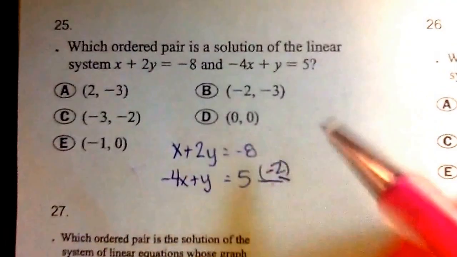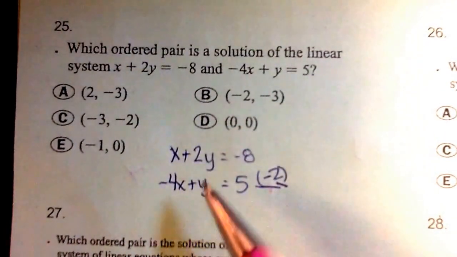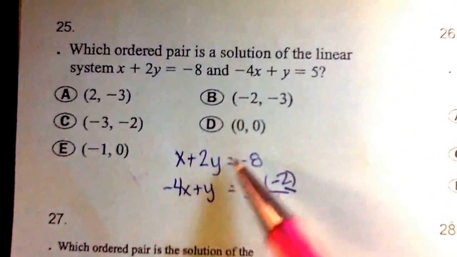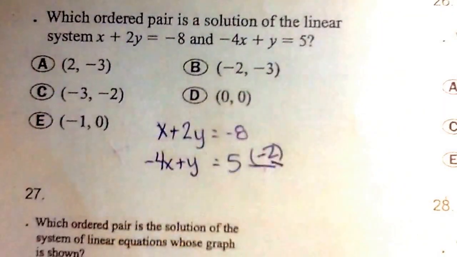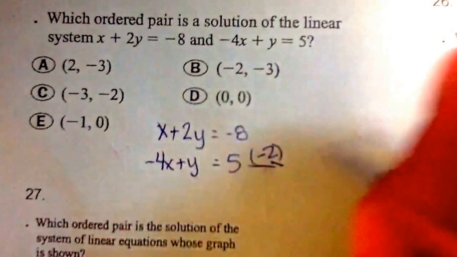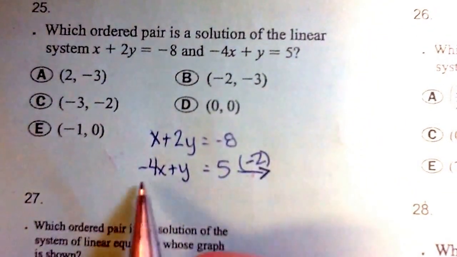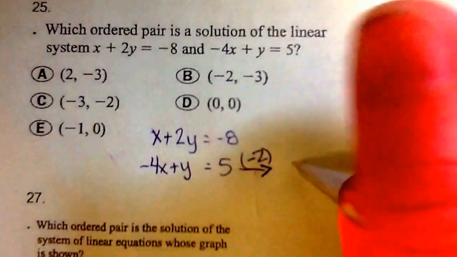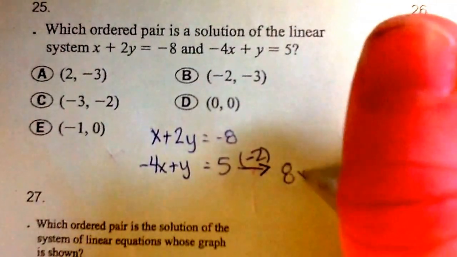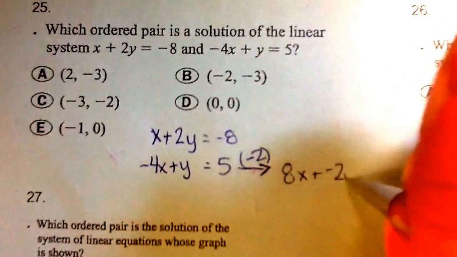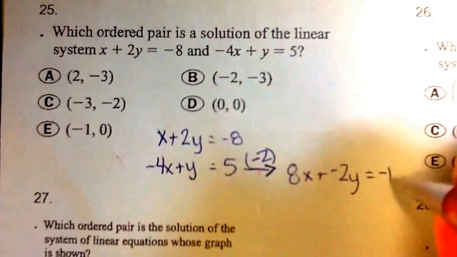Why did I do that? Well, I want these to be eliminated, and I just picked y because I wanted to. It doesn't matter. You could have picked to eliminate x and multiplied the top row by 4. But I wanted to multiply the bottom one by negative 2. So I'm going to take everything in this bottom row and multiply it by negative 2. So I would get 8x plus negative 2y is equal to negative 10.